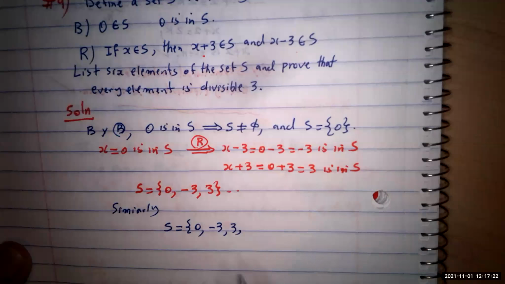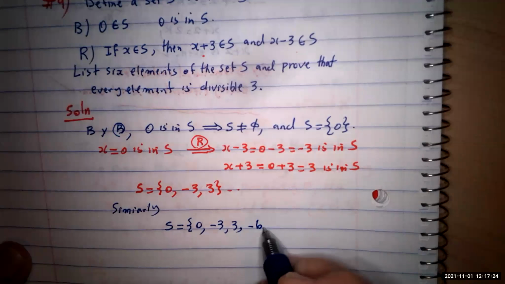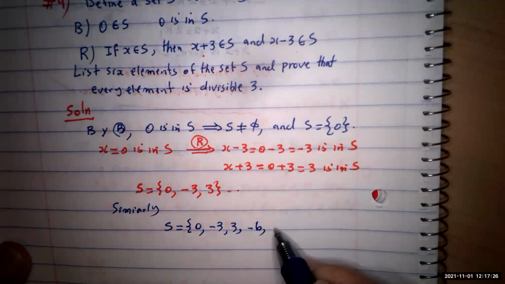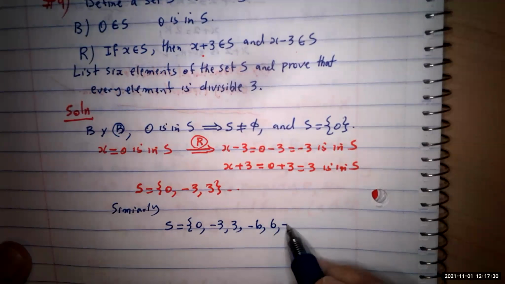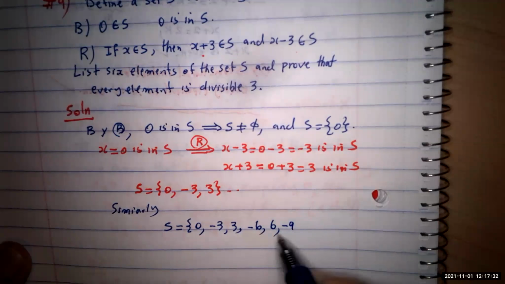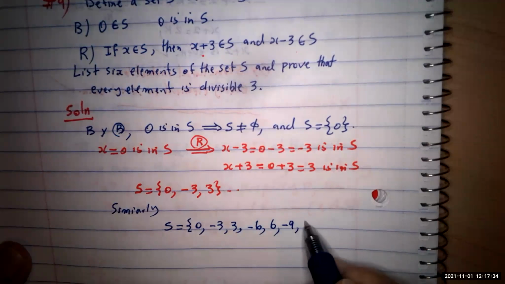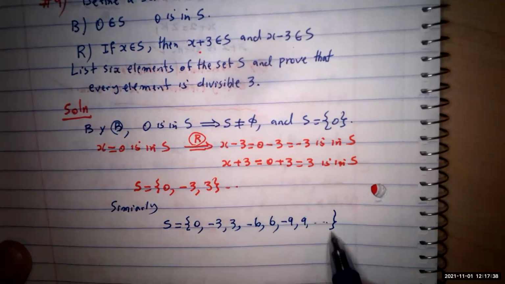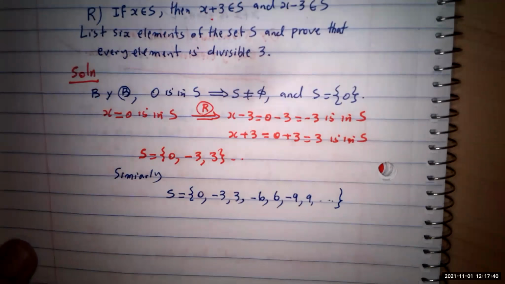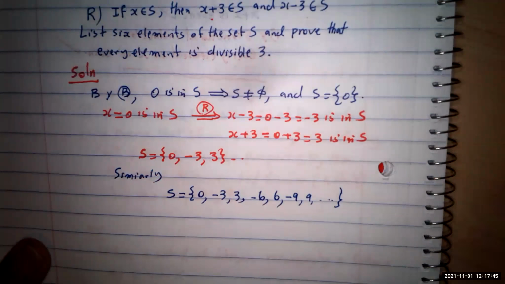Negative 6, 3 and 3. Negative 6, yes. 6. Negative 9 and 9. Okay. So they ask for the 6th element and you're done. Okay, question? So if you've been asked, we just did the elements. So that's the first part. Any question?